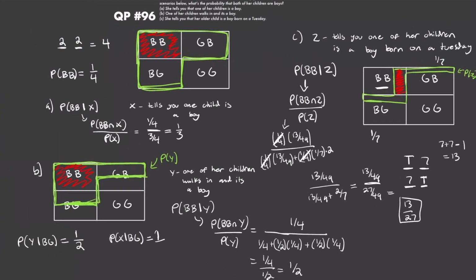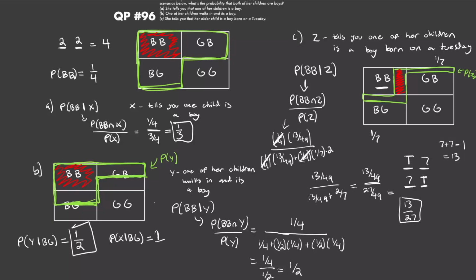So all of these are different questions yielding different probabilities, which is the crazy part, even though they all seem like the same. So in part A, we know that one child is a boy. We don't know which child. We don't know anything about the child. We just know that at least one of our children is a boy. So that only eliminates 1/4 of our probability space.